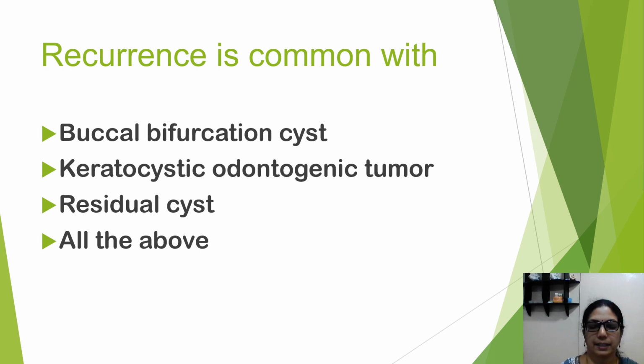Next is the recurrence. So it is more common with which type of cyst or tumor? Following cysts: buccal bifurcation cyst, keratocystic odontogenic tumor, residual cyst, or all the above. All of these can have recurrence, so which will have more recurrence comparatively? The correct answer is keratocystic odontogenic tumor, or odontogenic keratocyst. This cyst has a higher recurrence rate.